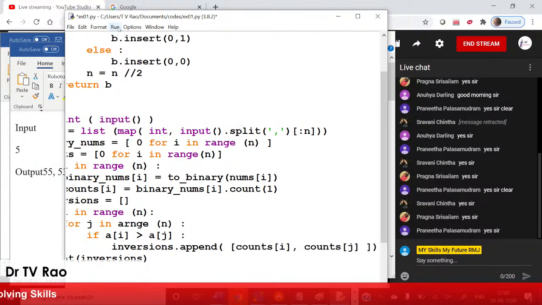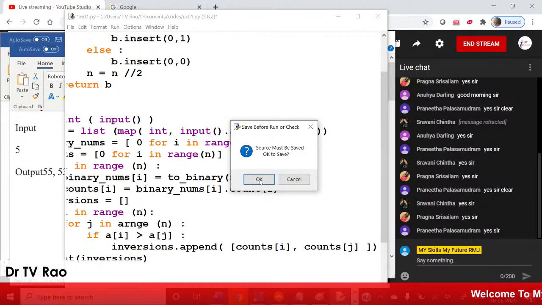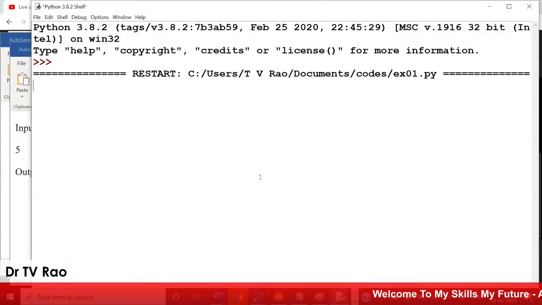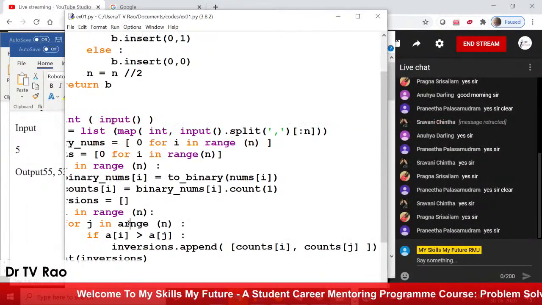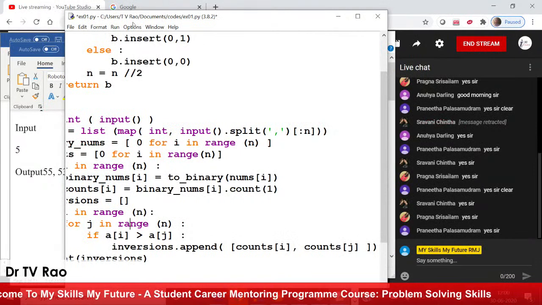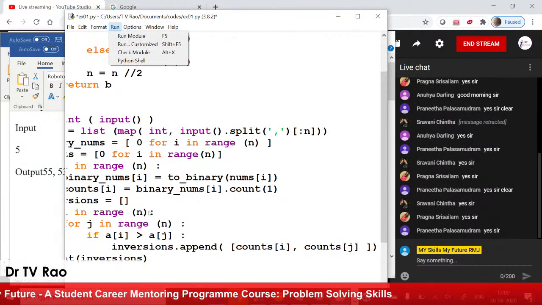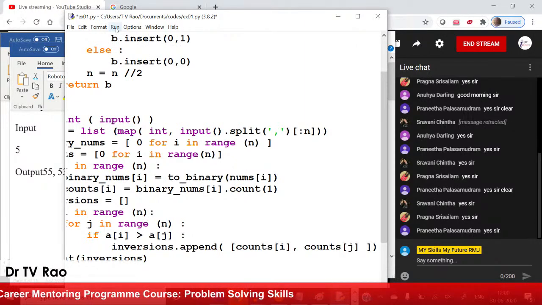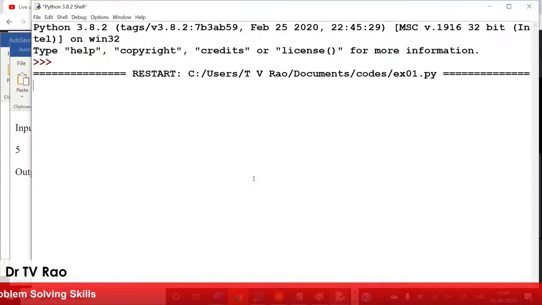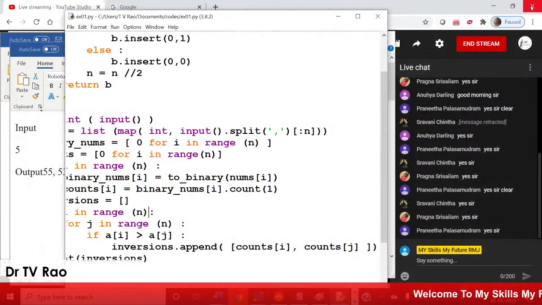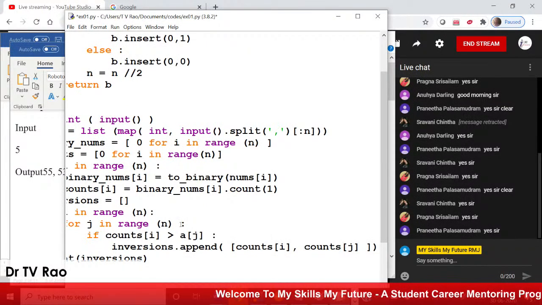Okay. So five numbers and these are the numbers. This is range. A is not defined. What is A? This is counts i and this is counts j.